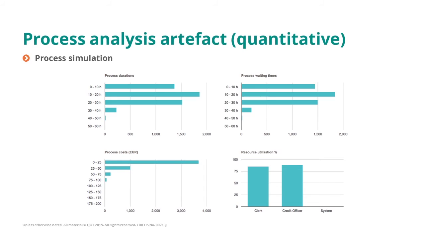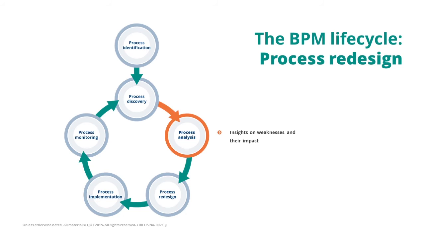Another family of process analysis techniques are more quantitative in nature. For example, process simulation is a quantitative process analysis technique that allows us to measure the performance of the process in its details under different scenarios. The output of process simulation and related techniques will be a set of dashboards and statistics regarding the performance of the process. The next phase in the BPM lifecycle after process analysis is process redesign.